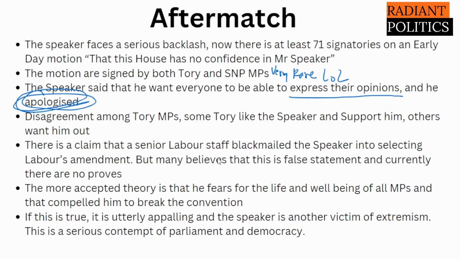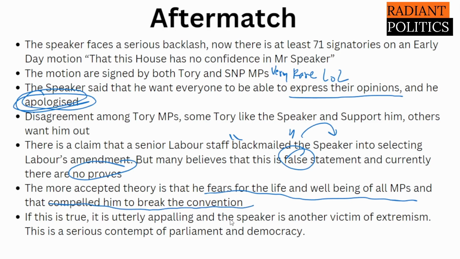There is disagreement among Tory MPs. Some Tories like the Speaker and support him, others want him out. There is a claim that a senior Labour staff member blackmailed the Speaker into selecting Labour's amendment. But many believe that this is a false statement and currently there is no proof. The more generally accepted theory is that he fears for the life and well-being of all MPs and that compelled him to break the convention.